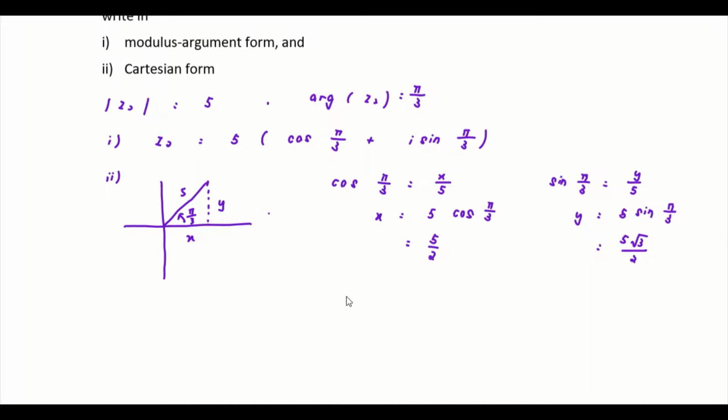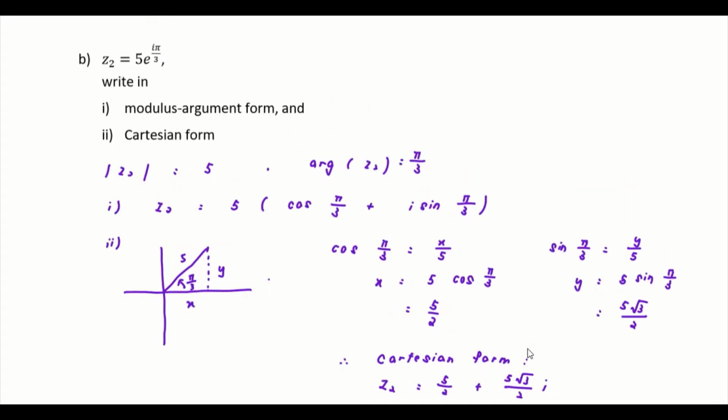So for number 2, our Cartesian form, yeah, just writing it down. The Cartesian form is Z2 equal to x, which is 5 over 2, plus 5 square root 3 over 2 i. Okay, so actually this thing you can straight away do by using your calculator as well.